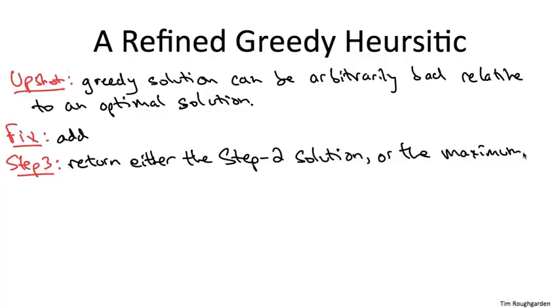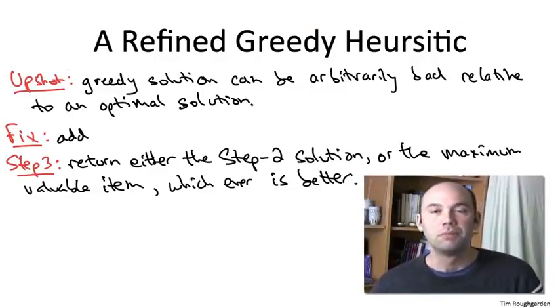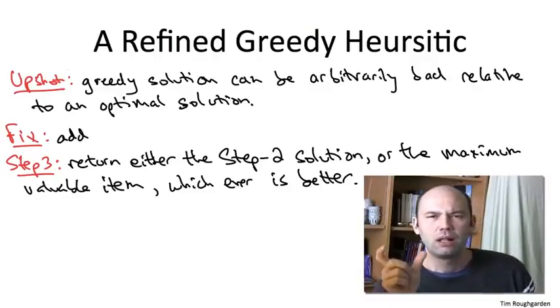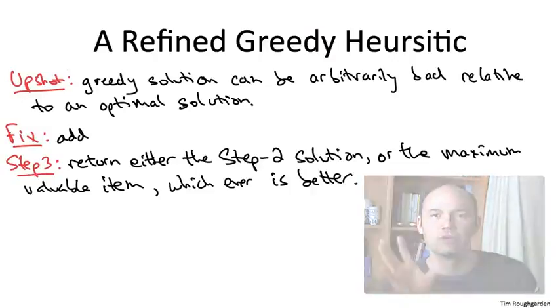The first candidate is just what we were doing before. It's just the output of step 2 of the algorithm. The second candidate is whichever item by itself has the maximum value. In other words, this new greedy algorithm just runs the old one, but then it does a final sanity check. It looks at each item individually and says, well, if this item just by itself dominates the solution I've computed thus far, I return this single item by itself instead.